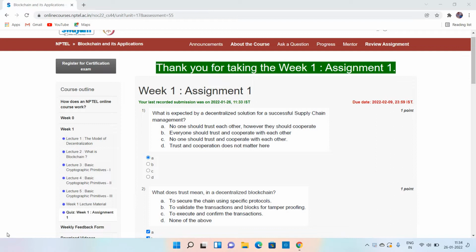In today's session, I want to give the assignment answers for week one of Blockchain and its Applications. It is the NPTEL course, a 12-week course. So week one assignments and its solutions I am going to give in this particular course. The due date is given as February 9th, but I have completed it prior itself, so that's why I am giving the answers for this assignment one solutions.